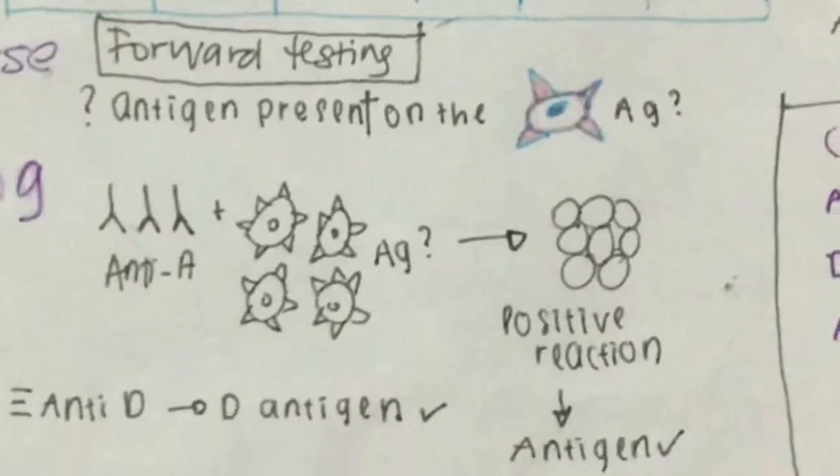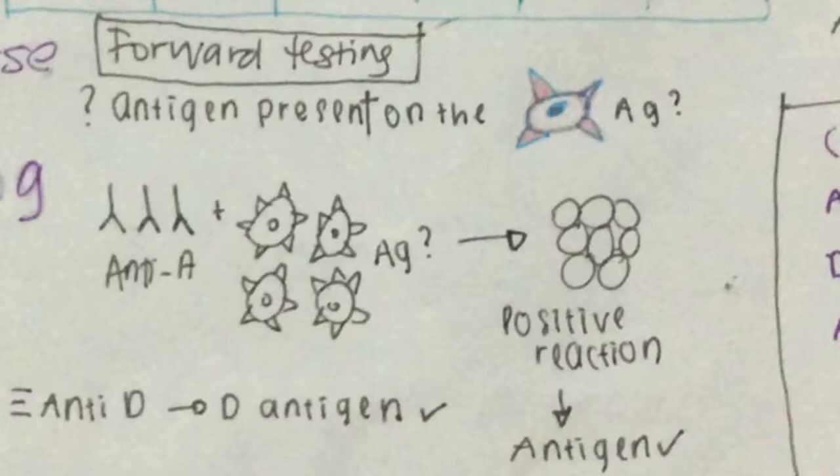If you still remember, the principle of the forward testing is to detect the antigen present on the red cells membrane. So in here, we put the sera which contain the specific ABO antibodies and we mix it with the red cells, which we still don't know what is the antigen present on these red cells. So if a positive reaction occurs, we know already that these antibodies in the sera bind to specific antigen on the red cells that can cause agglutination that results in a positive reaction.